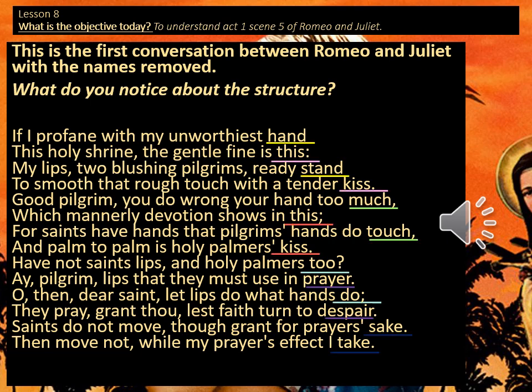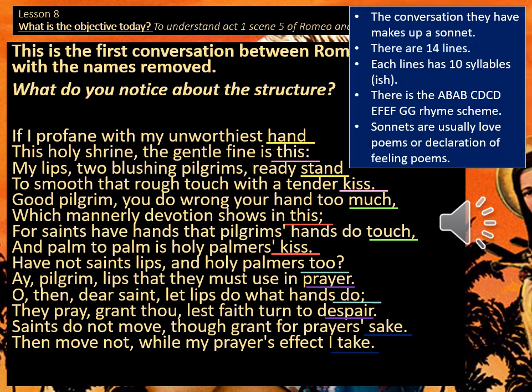So what you might notice here is that we've got words at the end of the line and we're starting to see that alternate rhyme scheme again. So hand, stand, this, kiss, much, touch, this, kiss. So actually the conversation they have is a sonnet. It's 14 lines, there's about 10 syllables in each line. We've got that A, B, C, D, E, F, G rhyme scheme, just like in the prologue.